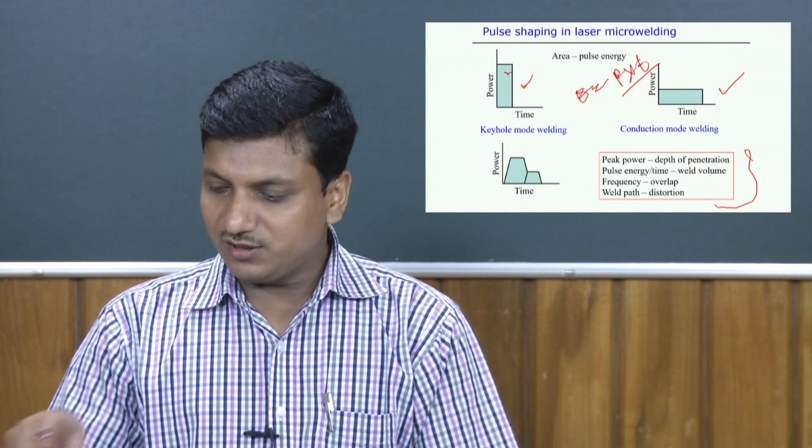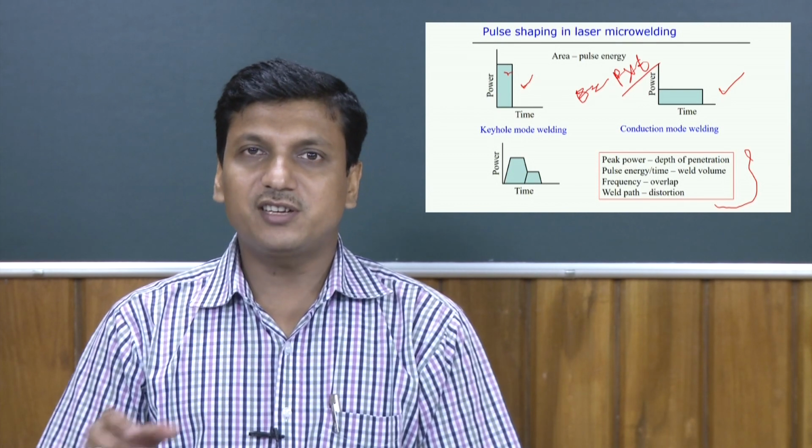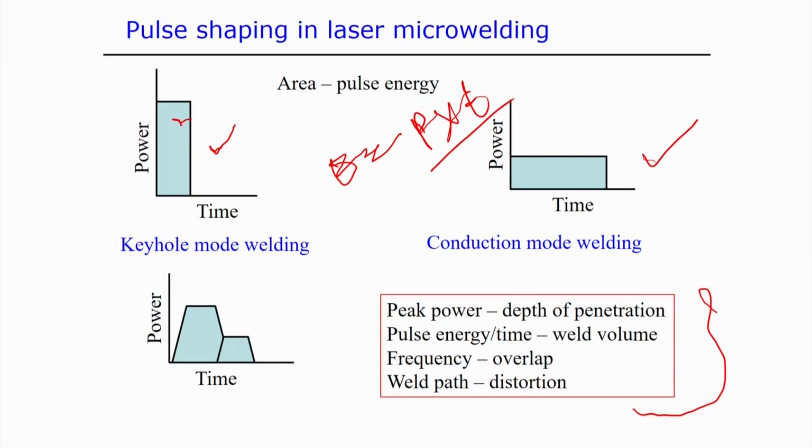So, these are the parameters and how sensitive they are to the different conditions we want to achieve, whether high depth of penetration, or a large volume of material, maybe conduction mode, or if there is a need for overlap, or if we want to control the distortion. For all these purposes, we can effectively use different shapes of the pulse or different laser parameters, and link them according to the requirement.